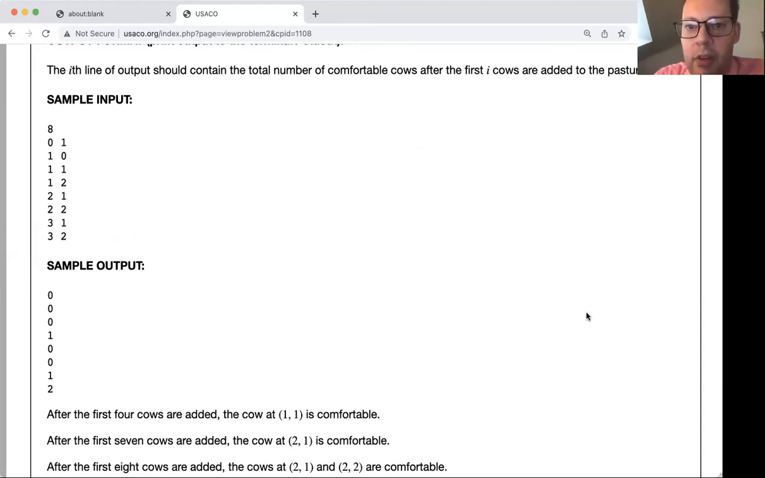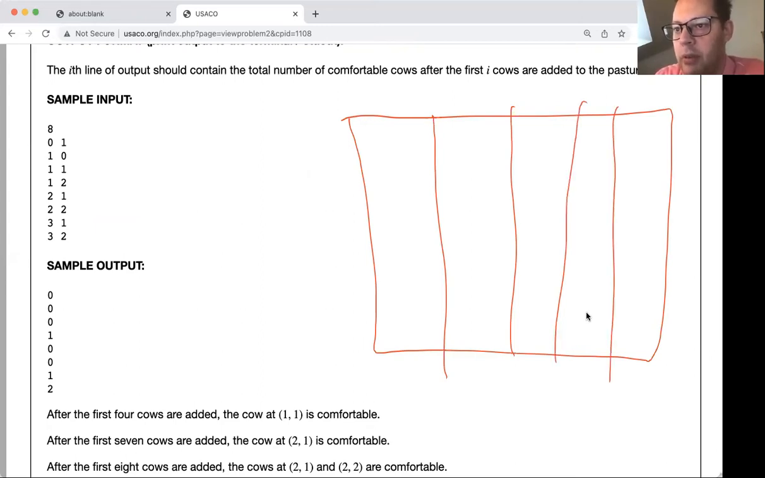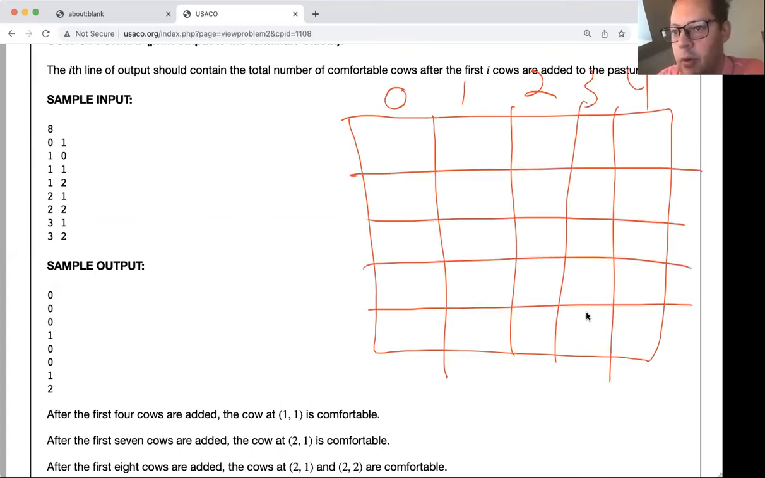So let me see if I can freehand draw a grid here. I've got to go up to 4. I'm going to go 0, 1, 2, 3, 4. Did I do that right? 0, 1, 2, 3, 4. 1, 2, 3, 4. 0, 1, 2, 3, 4.